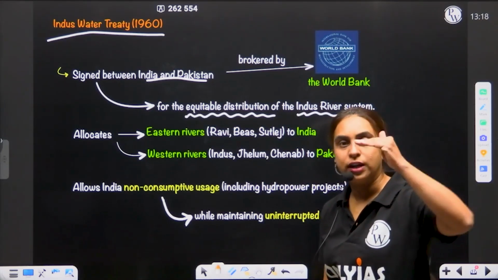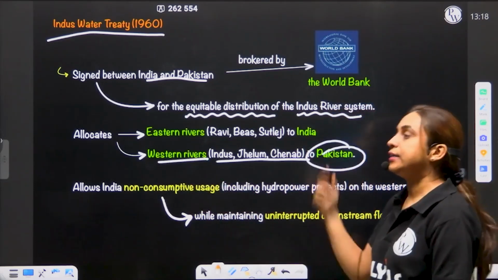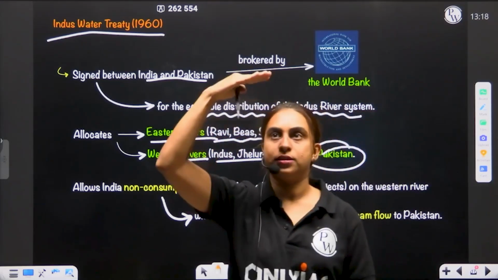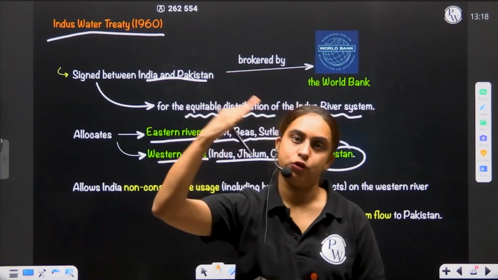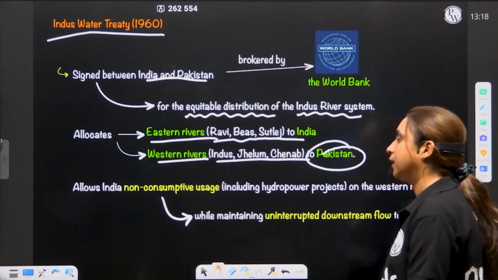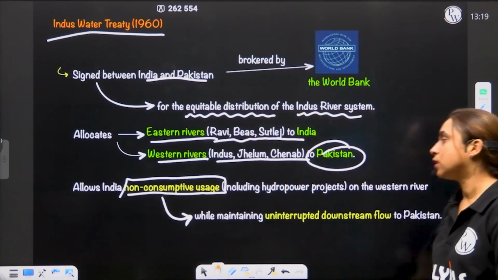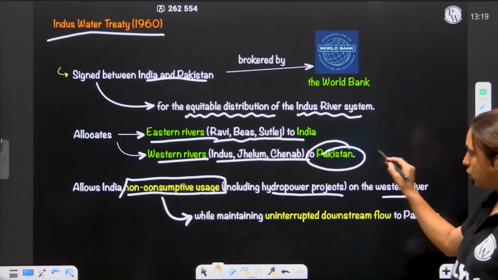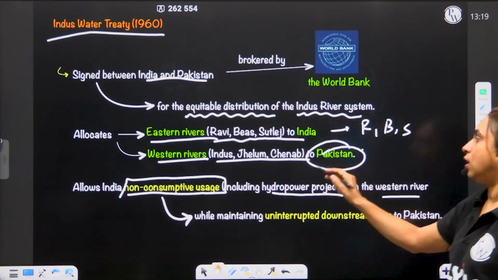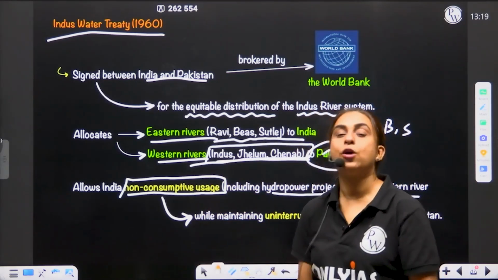Now, the Indus, Jhelum and Chenab, these rivers, these are the western rivers, they have been given to Pakistan, and the eastern rivers, that is Ravi, Beas and Sutlej, have been given to India. So if I say Indus, Jhelum and Chenab, the top three have been given to Pakistan. Ravi, Beas and Sutlej, the bottom three, have been given to the Indian side. This allows India for non-consumptive usage. India will not consume but use it through hydro power projects on the western side. So though India has got Ravi, Beas and Sutlej, India can also claim the water of Indus, Jhelum and Chenab. For what purpose? For non-consumptive purpose.